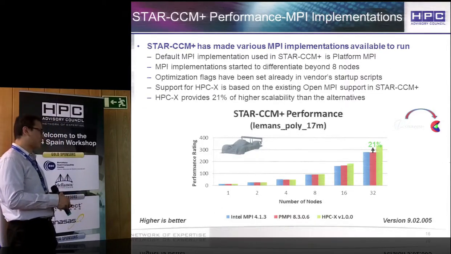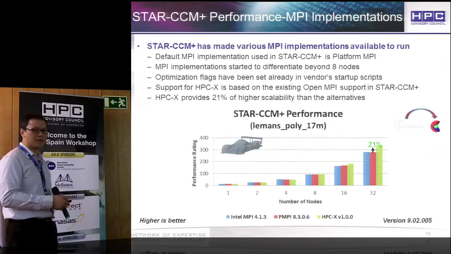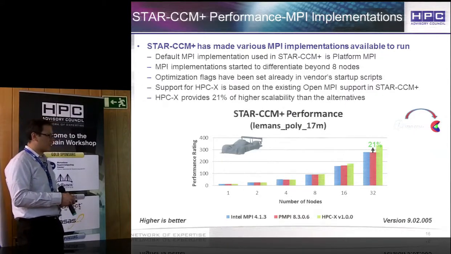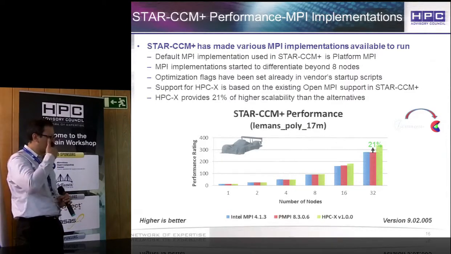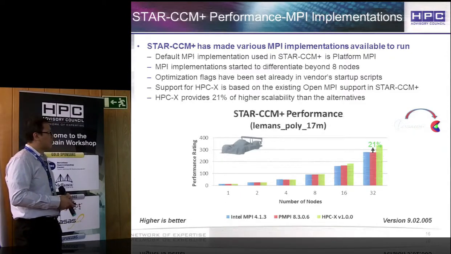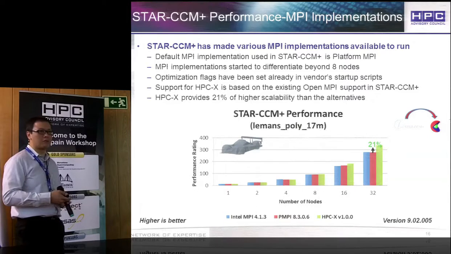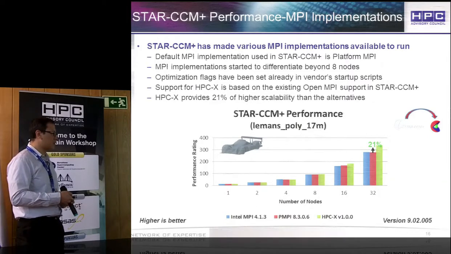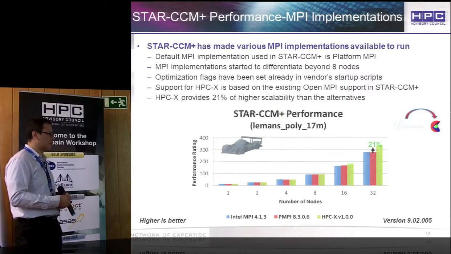So the blue one is the Intel MPI version that comes with STAR-CCM. The red one is the Platform MPI, and the green one is the HPCX, which is based on OpenMPI. It may be a surprise to many people, but by doing the comparison, there is some difference as you scale out to more and more systems. If you intend to run STAR-CCM up to 4 nodes or maybe 8 nodes, you would not expect any dramatic difference like this, because the communication libraries do not differ that much.